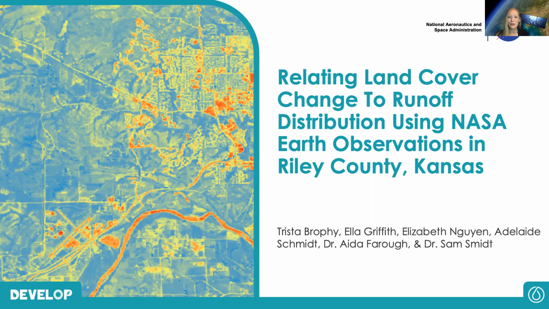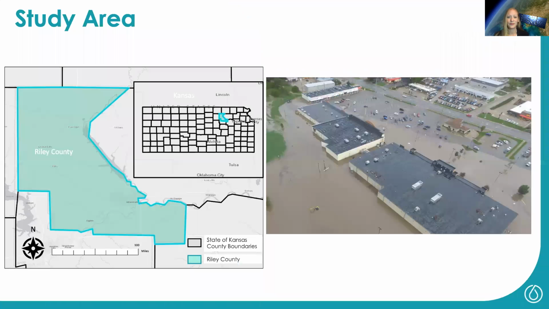My name is Trista Brophy, and I'm a doctoral student in interdisciplinary ecology at the University of Florida. Today, I'll be presenting a feasibility study completed as part of the NASA-developed national program over this past summer. Our study related land cover change to runoff distribution using NASA Earth observations in Riley County, Kansas.